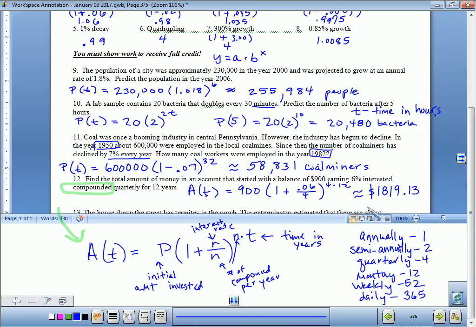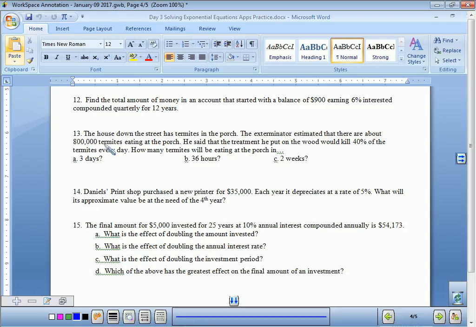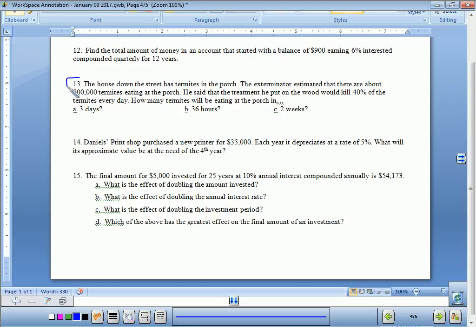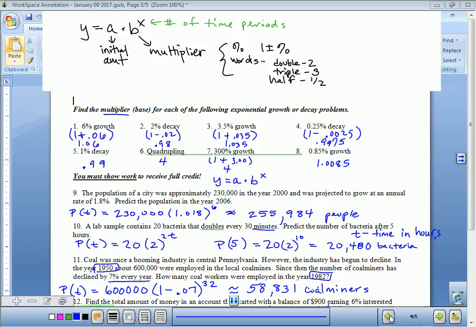All right, now this would be fabulous because look, in 12 years, we more than doubled our money. Not realistic, but great. All right, let's look at this one. Now, does anybody see the word compound?